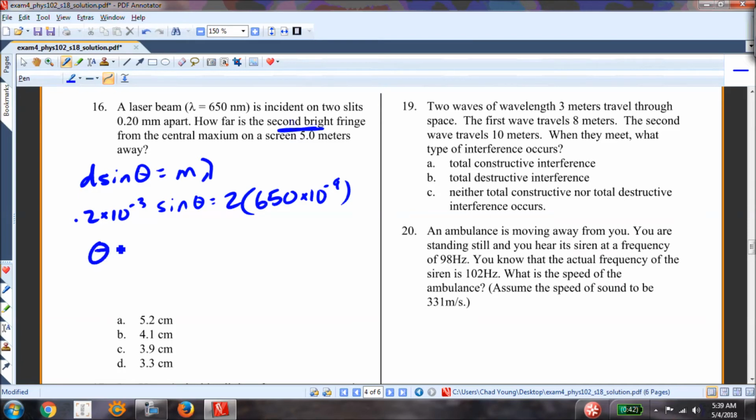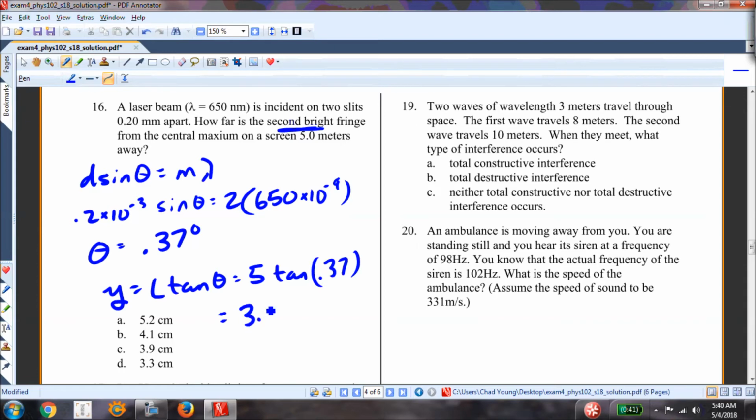I solve for theta. I get theta equals 0.37 degrees, and then I want to solve for y. That's going to be L tan theta. L is 5, tan of 0.37, and I get 3.25 times 10 to the minus 2. That's in meters, so that's 3.3 centimeters. 16 is D.